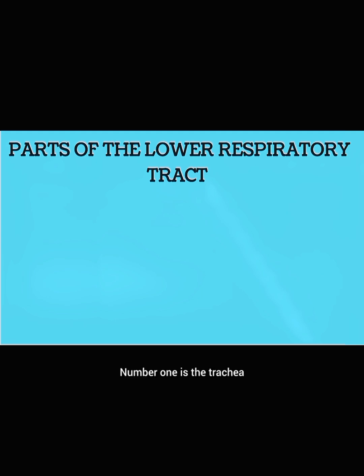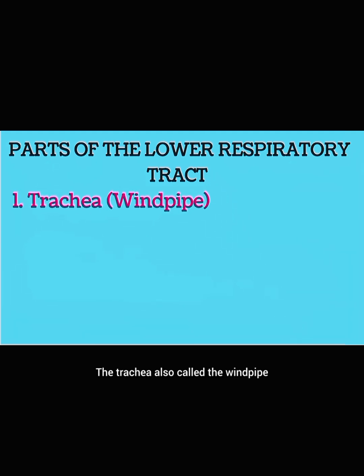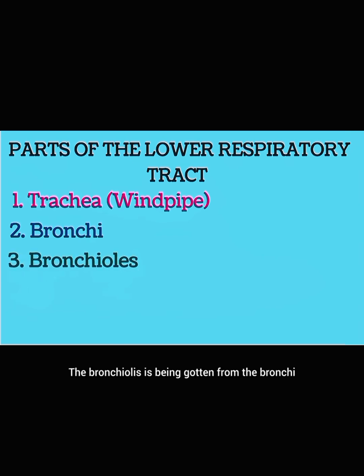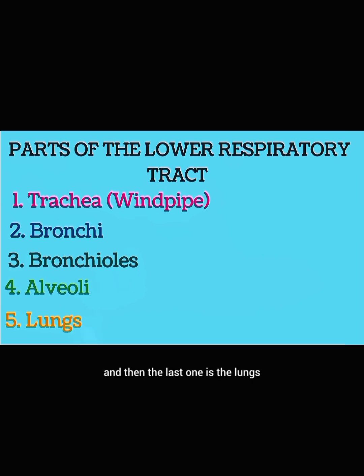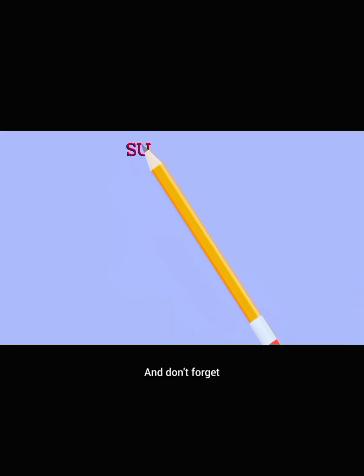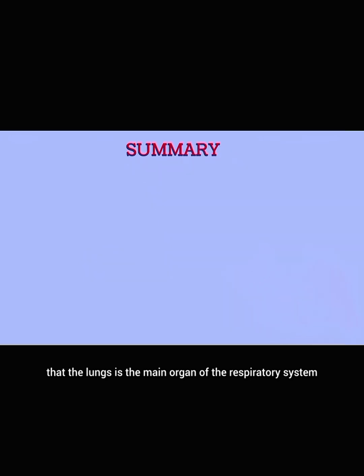Number one is the trachea, also called the windpipe. Number two is the bronchi. Then number three is the bronchioles. The bronchioles come from the bronchi. Then number four is the alveoli. And then the last one is the lungs. And don't forget that the lungs are the main organ of the respiratory system.